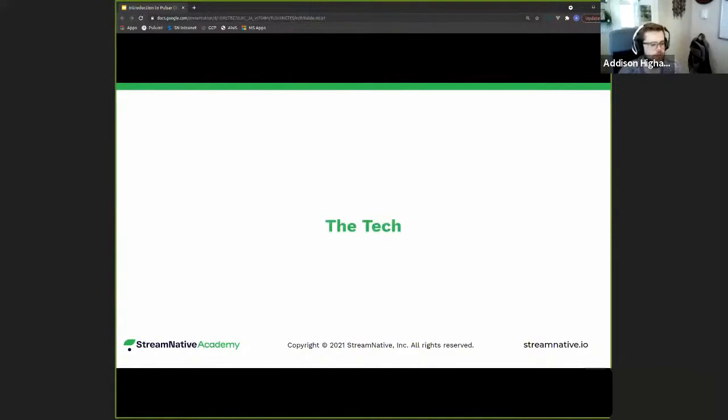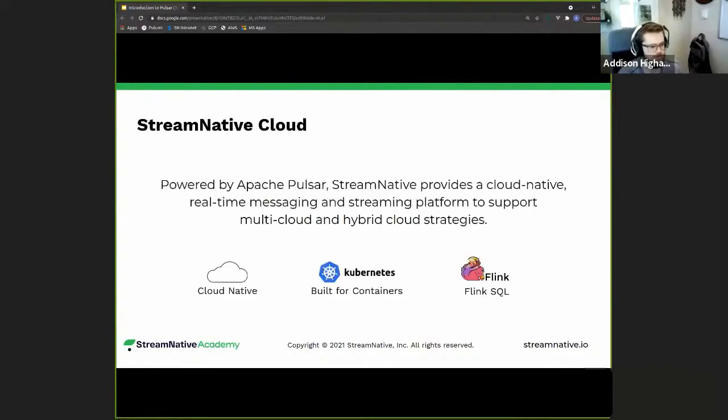And finally, we'll talk a little bit about what StreamNative offers, underpinned by Pulsar. So StreamNative Cloud is once again powered by Apache Pulsar, and it's a fully managed Pulsar instance that provides all those capabilities with messaging and streaming that can work in both multi and hybrid cloud strategies. So once again, it's cloud native, it's built for containers. And we also recently announced Flink SQL, which gives you the ability to have your Pulsar data be seamlessly processed with Flink SQL to gain new insights, all fully managed by the StreamNative team.